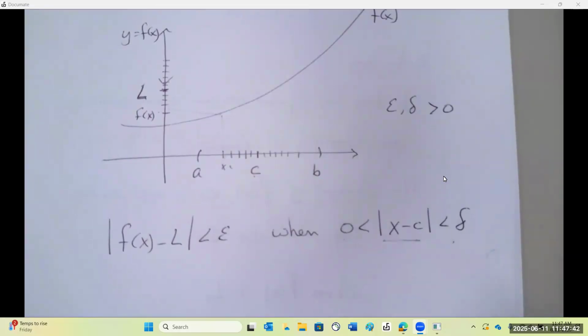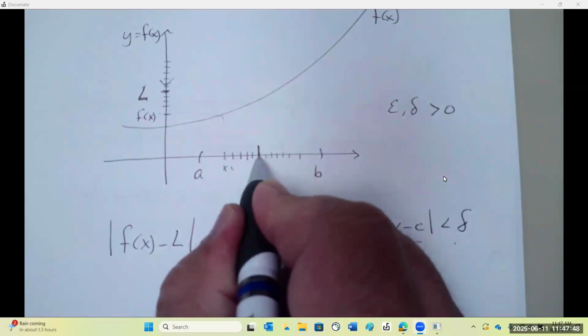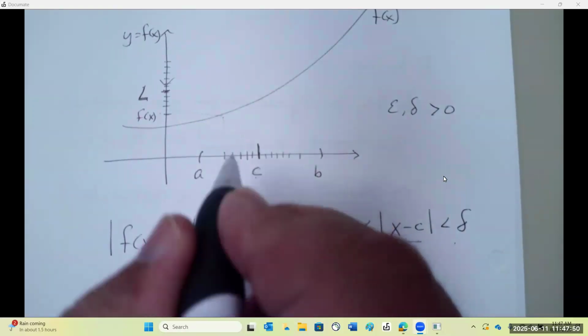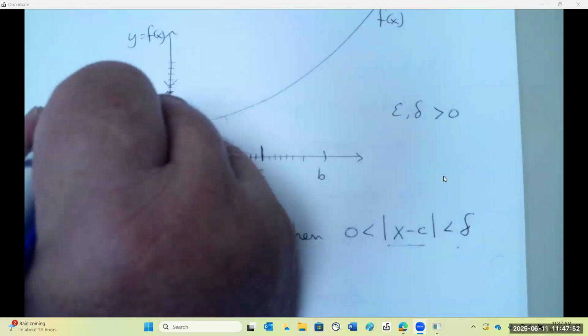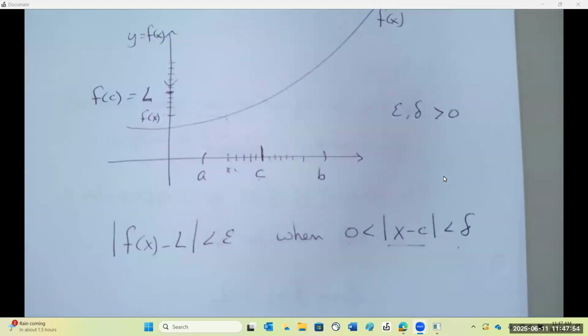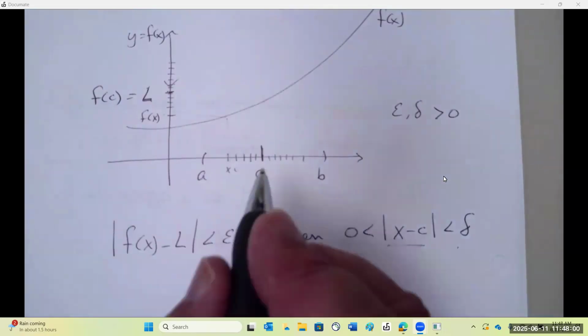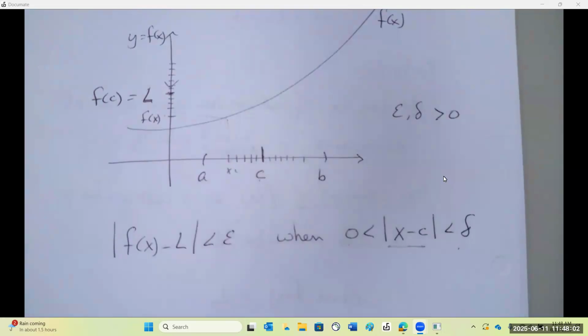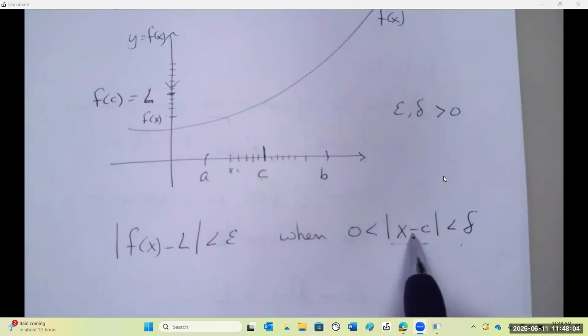But can it be equal to 0? Yes. But we don't care about that point. The reason being because we don't care really what happens at f of c. If it works, then that's great. There's nothing to prove there. But what we're interested in is what happens when we can't get to c, when the distance between our x and our c is some distance infinitely small, greater than 0.